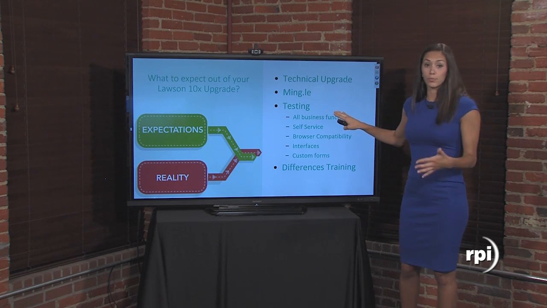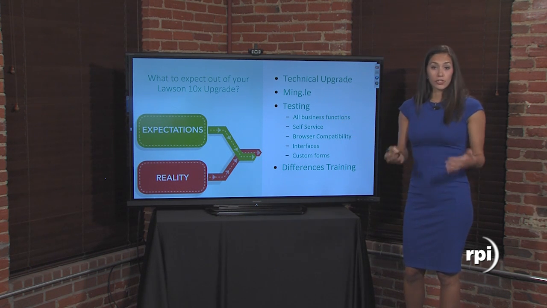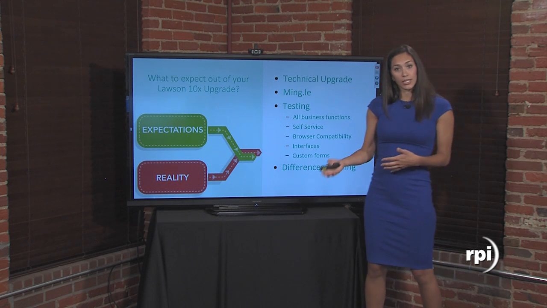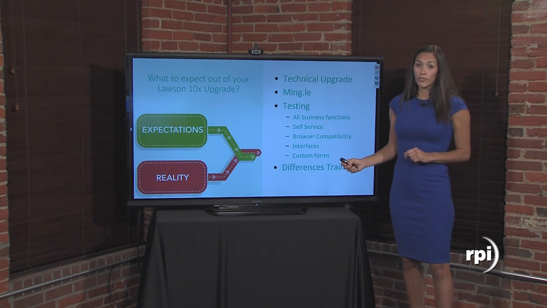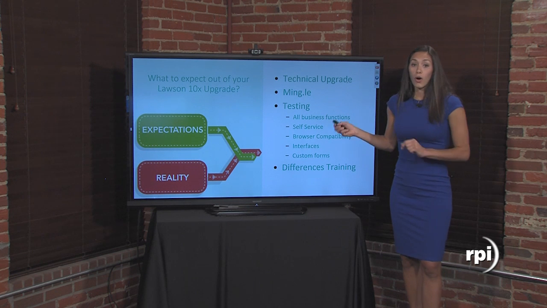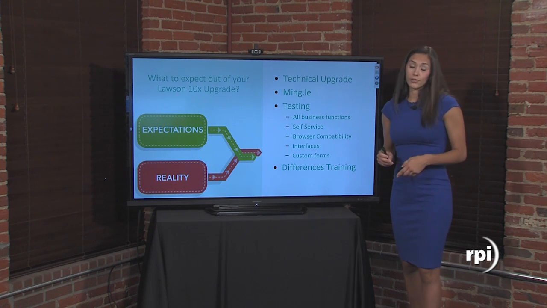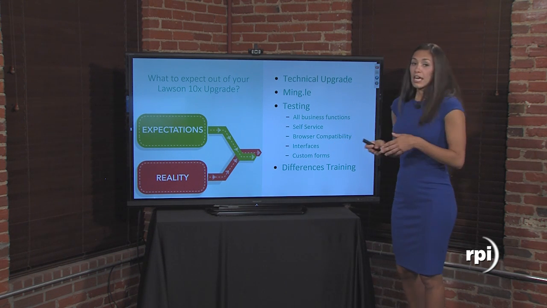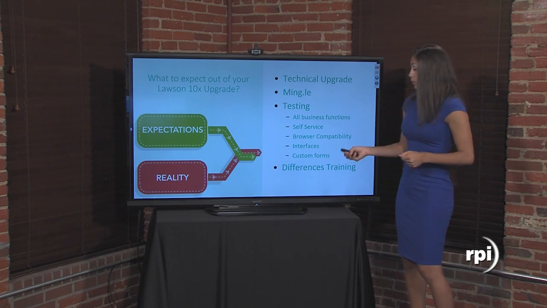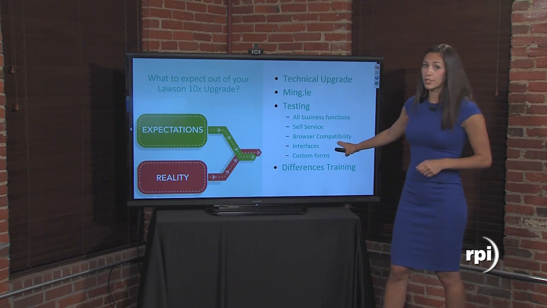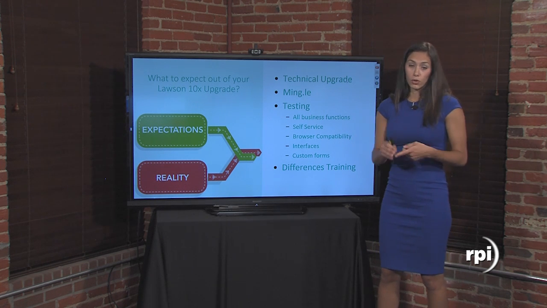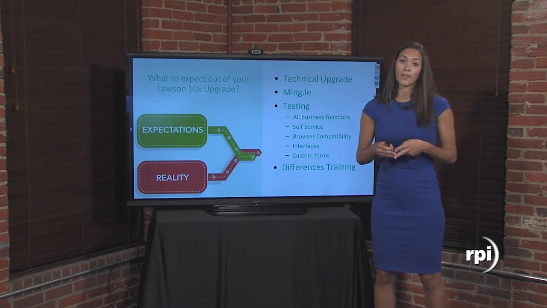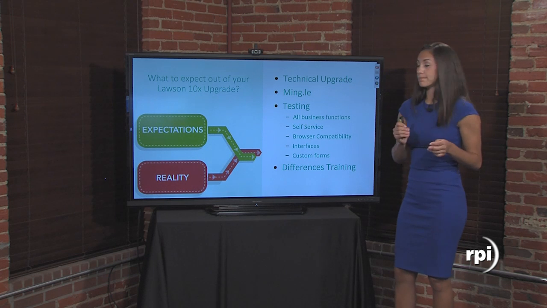So we often recommend you build out a great testing plan, get scripts if you like to use scripts. Some people don't like to use scripts and just kind of click through their processes, but you want to make sure that you test all of your business functions. Also your self-services, your manager self-service and your employee self-service. If you have it outside the firewall, test that as well. You want to test browser compatibility, because now you're able to use Mingle within not only Internet Explorer, but also Mozilla Firefox and Google Chrome.